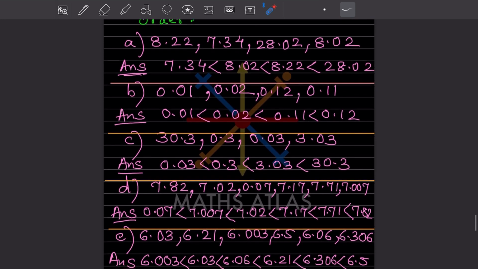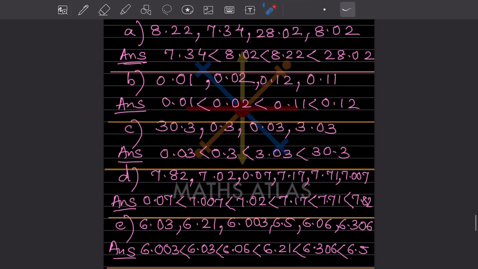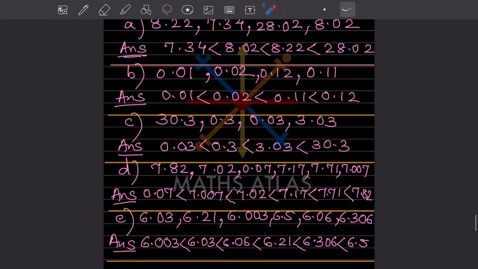So now here, small to big again, it is going to be 0.03, because see, 0.3 is there, 0.03 means this is going to be the smaller. Then this will be the second one, and this is going to be the third one, and this is going to be the fourth one. Same over here, you can just check for this one.